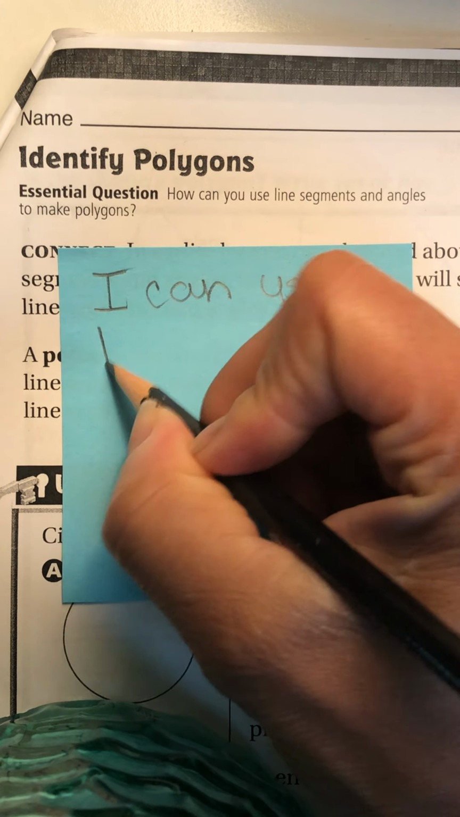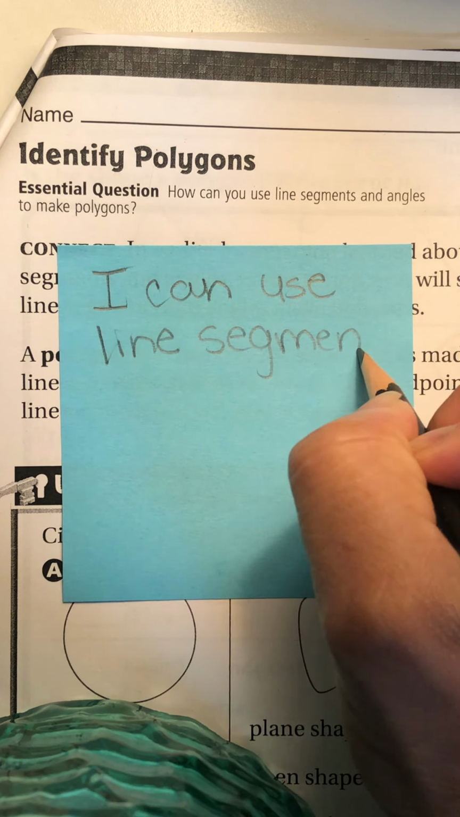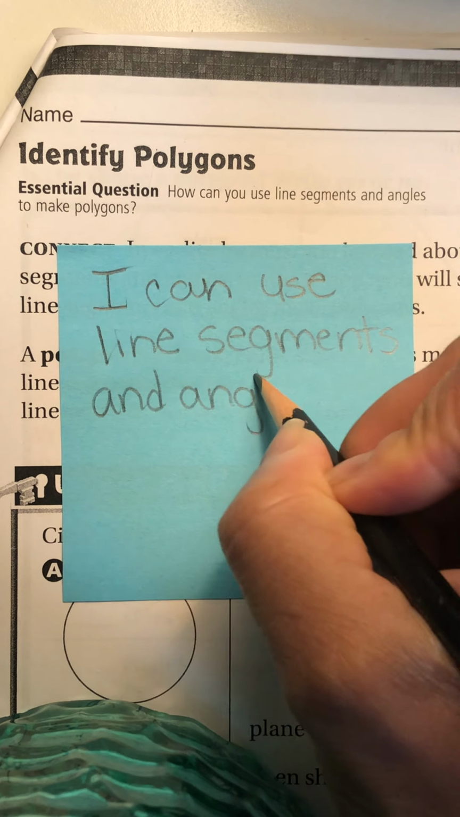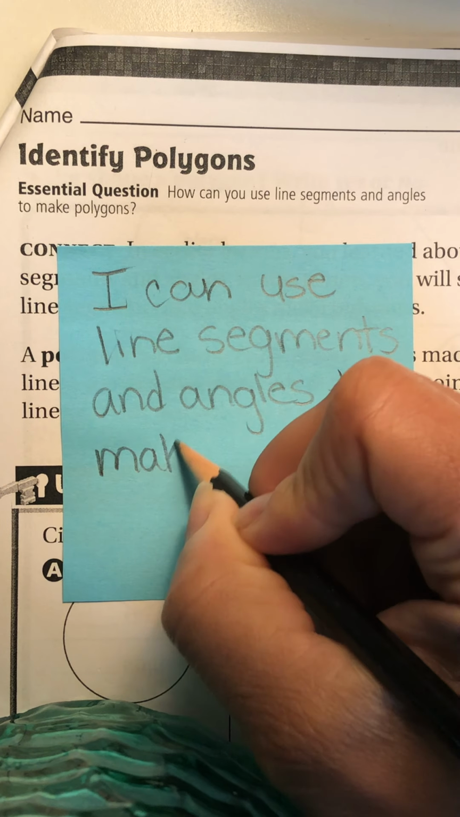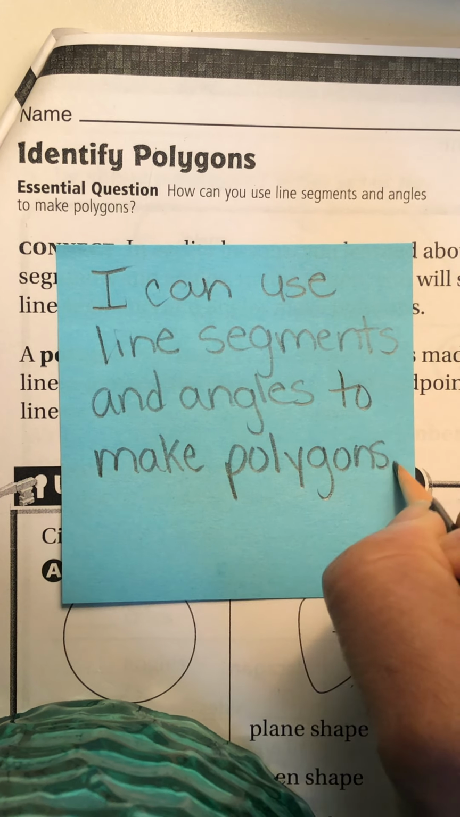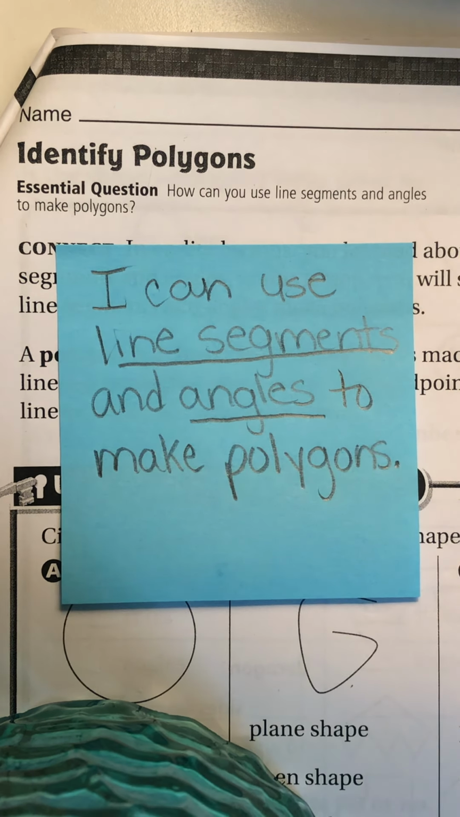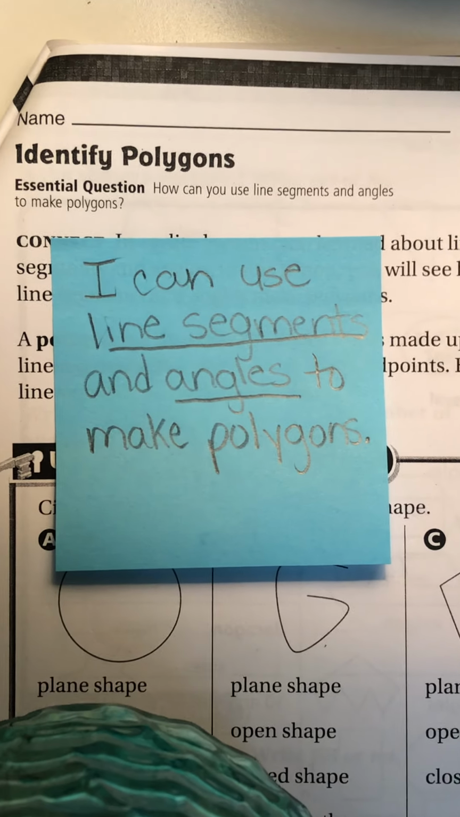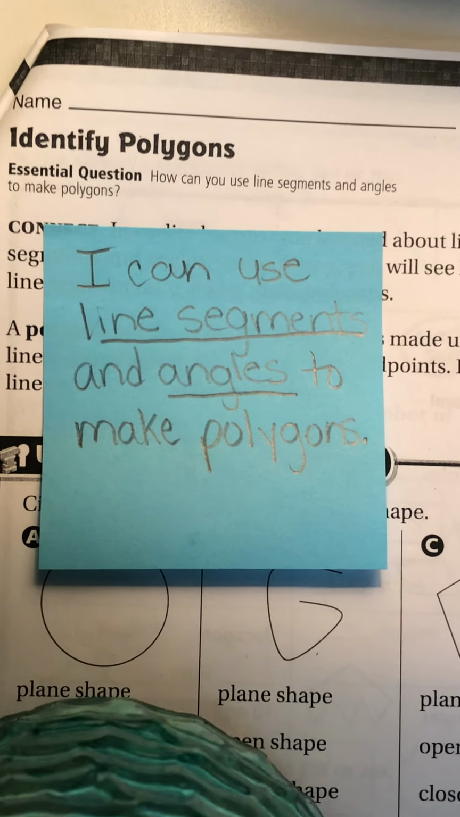use line segments and angles to make polygons, because we've already learned about line segments and we've already learned about angles. So we're going to use those two things to make polygons. So that is our new learning target. I can use line segments and angles to make polygons.